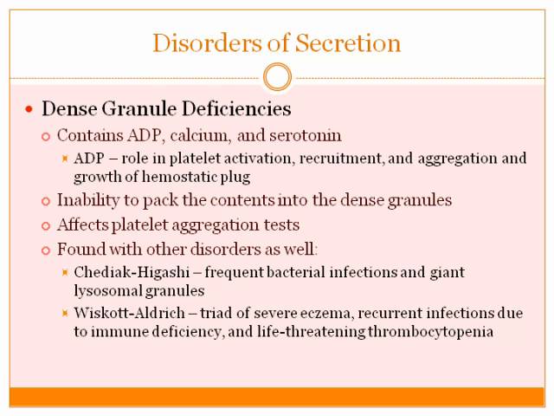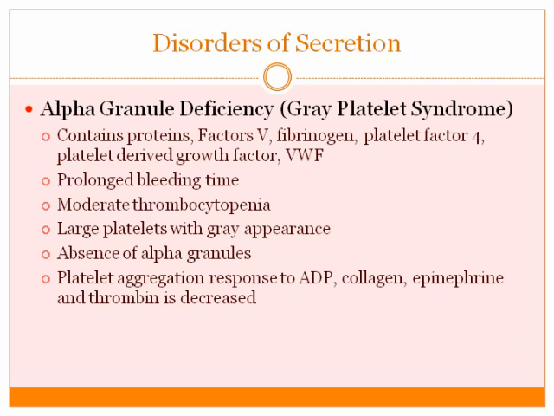Talking about disorders of secretion, this is where we see granule deficiencies. Your dense granules contain serotonin, calcium, and ADP, which help with different platelet activation, aggregation, and so on. With a dense granule deficiency, it's just not going to be able to pack what it should into these dense granules. So it will affect the platelet aggregation test. And we can see this in a couple other disorders, one of which that we haven't really talked about is Wiskott-Aldrich, which is severe eczema, recurrent infections, and life-threatening thrombocytopenia.